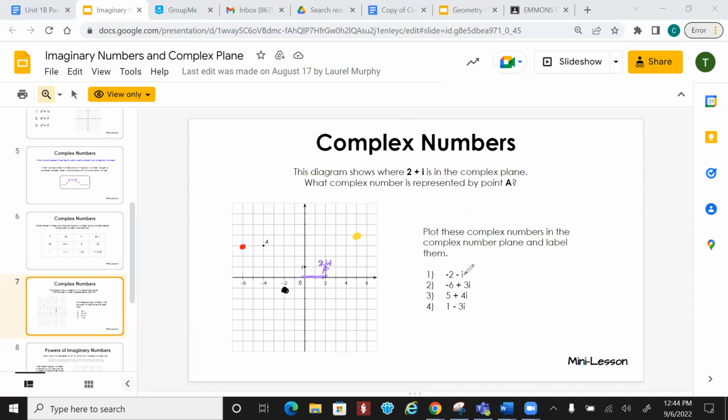And then the last one, 1 minus 3i. Okay. So can you tell me the complex number that is represented by A, this green one over here? -4 plus 3i. Good. Okay, so pretty easy, hopefully.